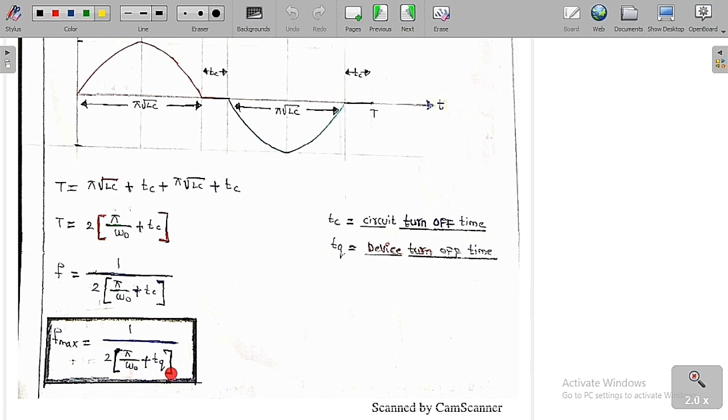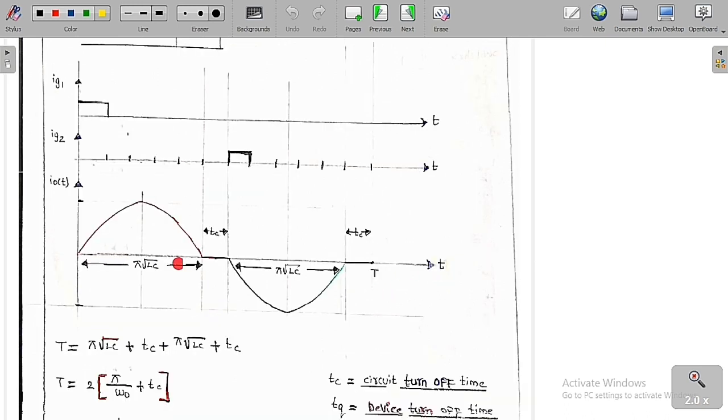So for this one, we are going to get the maximum frequency of the output current, which is equal to 1 by 2 into pi by omega naught plus TQ. If you want the general frequency of the output current, it is equal to 1 by 2 into pi by omega naught plus TC. So TC is called the circuit turn off time, but TQ is called the device turn off time. So for this much amount of time, T1 is conducting.